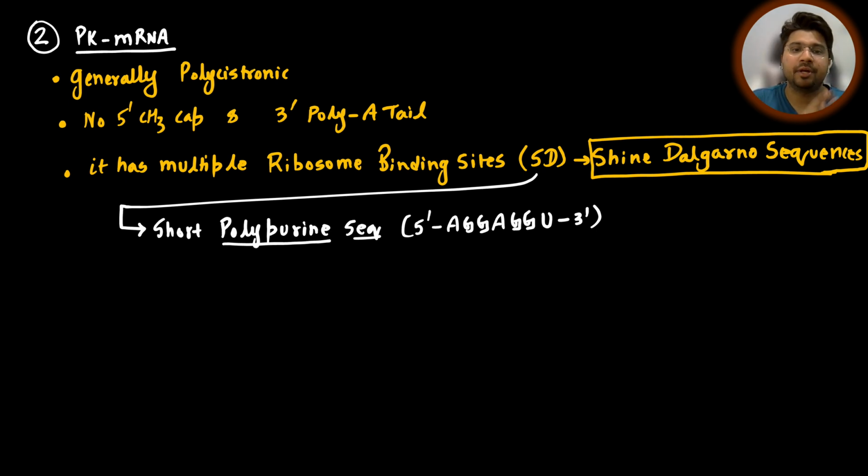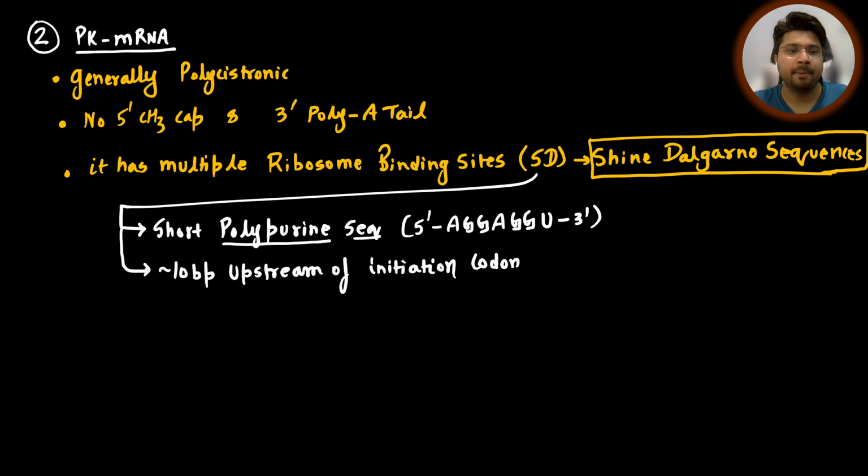So A, G, and U can also apply in this particular case because we are representing just a single nucleotide. Otherwise, it's full of purines, A and G, or A or G. So it's a short polypurine sequence. When I show you the structure of a prokaryotic mRNA, I will show you the location of Shine-Dalgarno sequences upstream of the initiation codon.